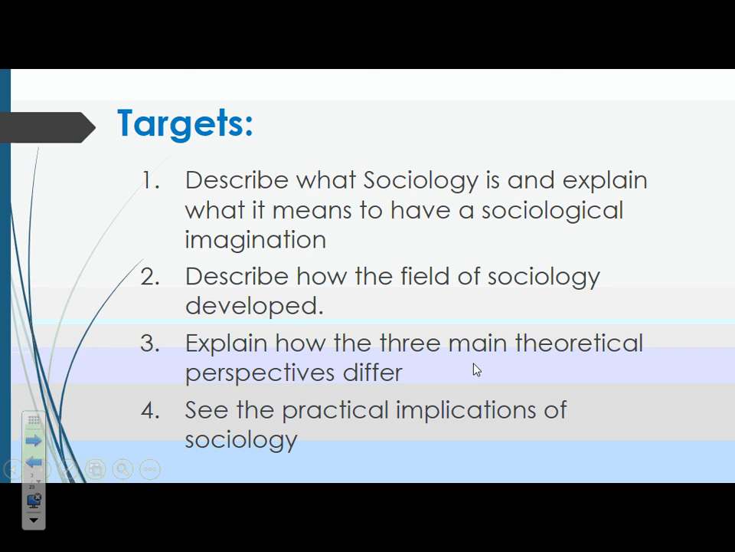We're going to describe what sociology is and explain what it means to have a sociological imagination. Okay, then we're going to describe how the field of sociology developed. We're going to explain how 3 main theoretical perspectives differ. And then we're going to see how there is an actual practical part to sociology. Okay. So you are typing in right now, you should be typing in 2, 3, and 4. Okay?